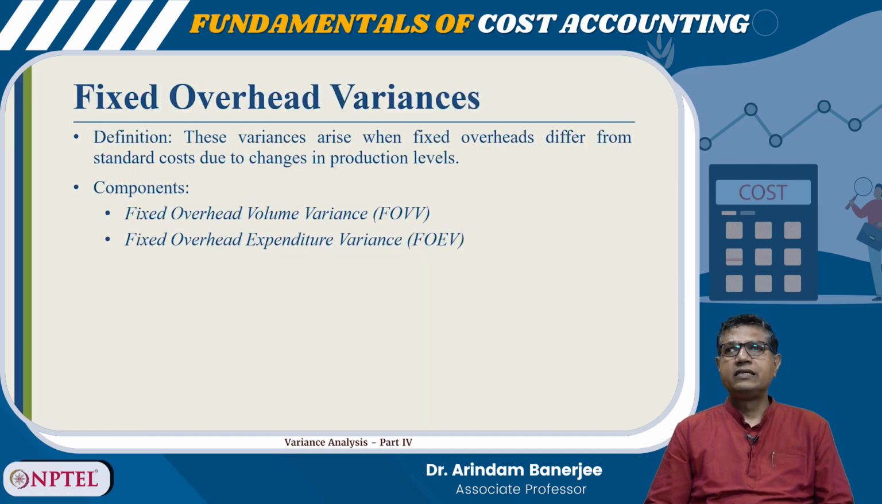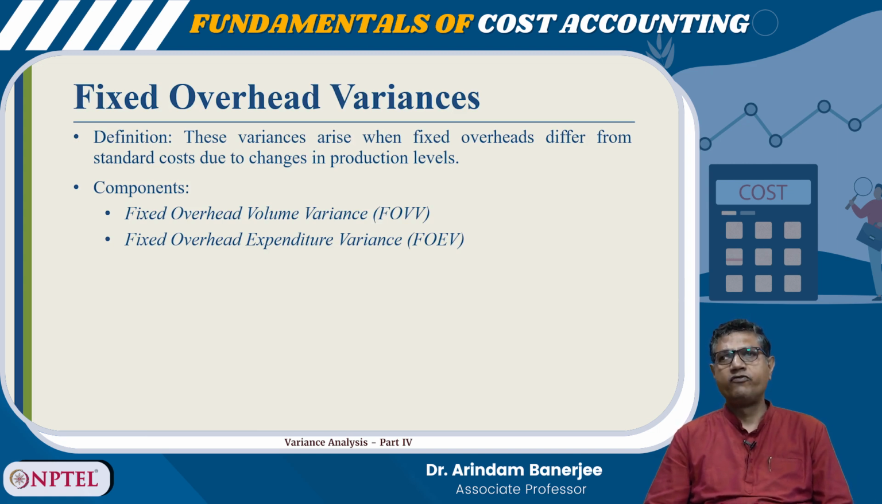Fixed overhead variances. So, this is for variable overhead. Fixed overhead variances arise when the fixed overheads differ from standard cost due to changes in the production levels, right? So, there are two components: fixed overhead volume variance and fixed overhead expenditure variance.